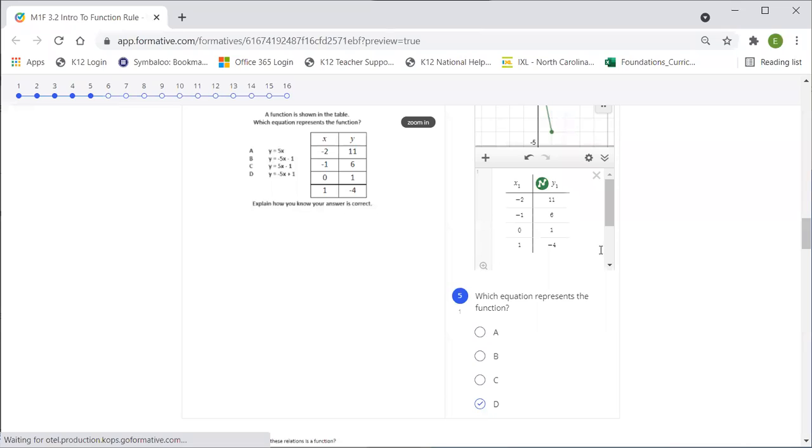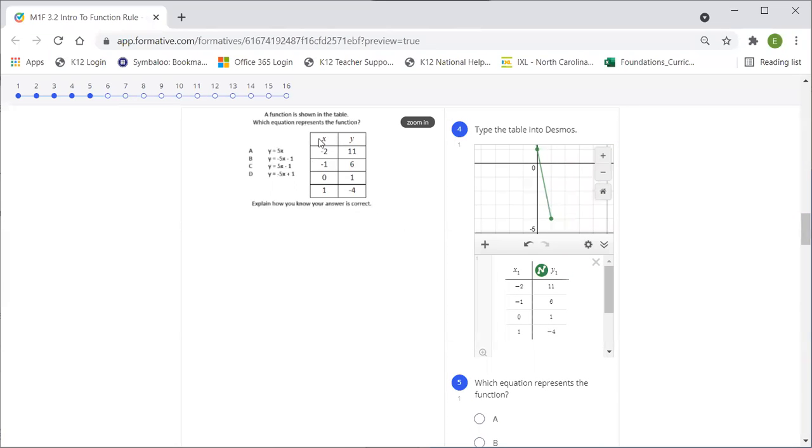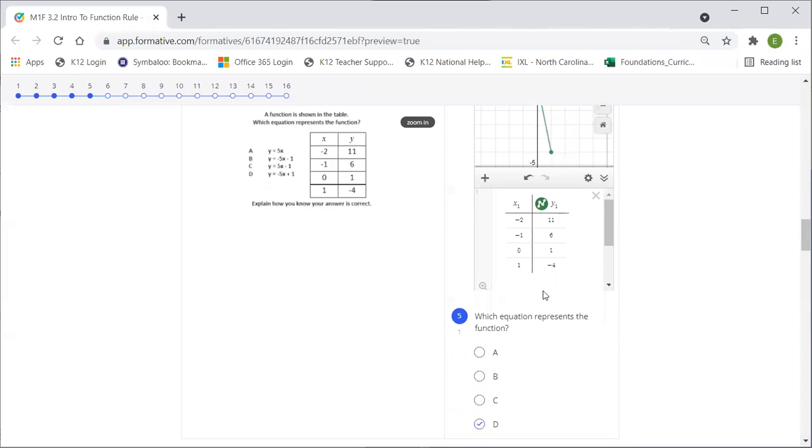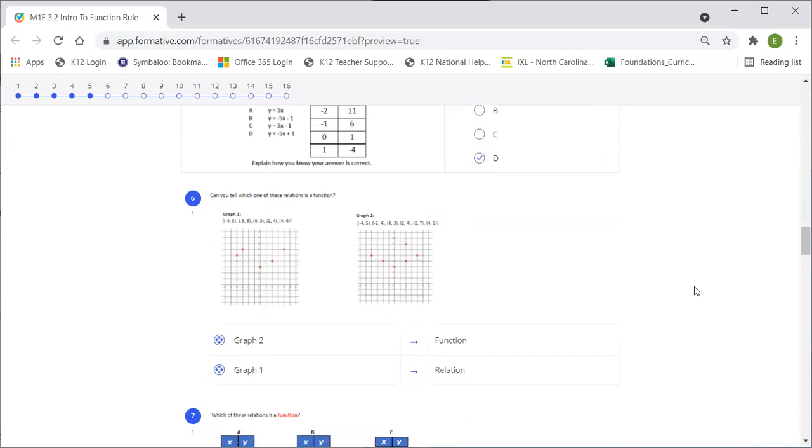Okay, but remember Desmos, you can always graph them. So sometimes it can be very difficult to find everything in the table. Some people are more visual and like to use the graph. So remember, you can always graph them in Desmos.